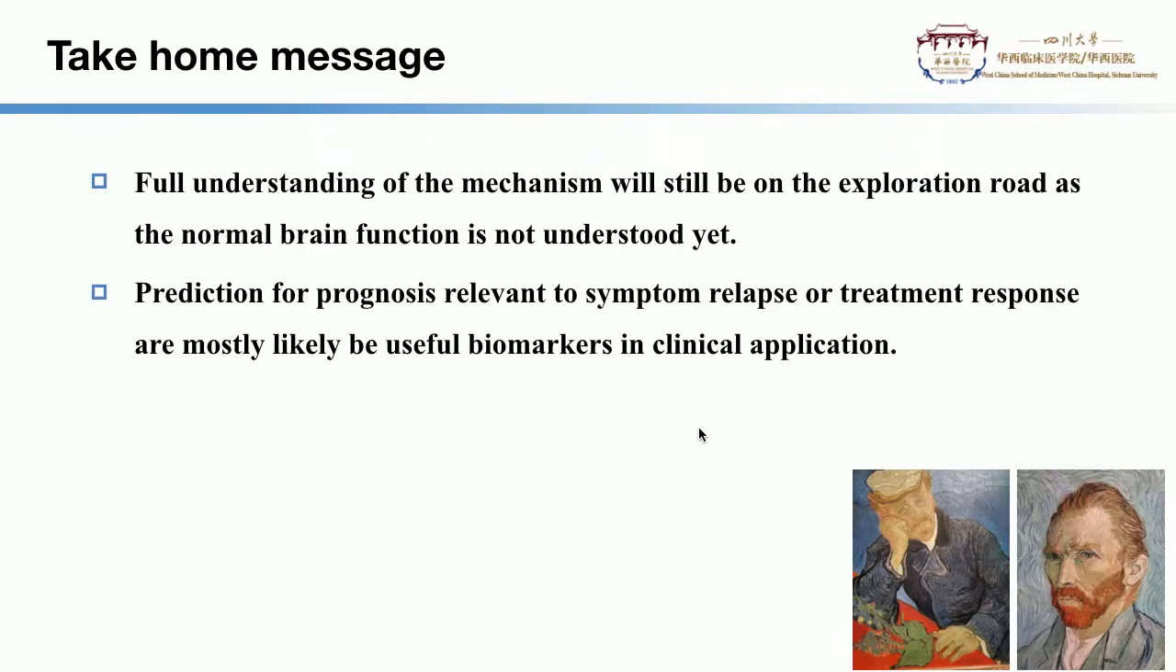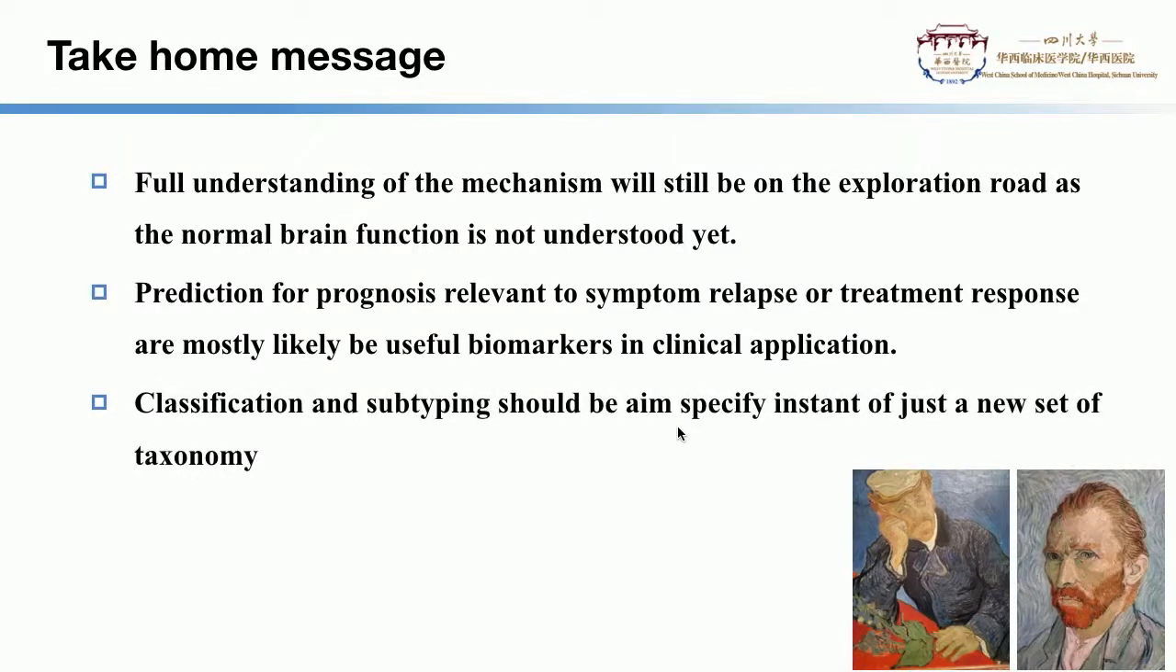The second point is that the prediction for prognosis relevant to symptom relapse or treatment response is most likely to be used for biomarkers in clinical application. So here, different from the first thing, when you're doing this, you do not care about what kind of patient. You don't want a too homogeneous patient. In fact, when you make decisions in clinic, you will not say, okay, I only have FES, the first episode patient. You will have patients of various kinds. So if you want a marker for clinical usage, maybe you need to consider something general. It can give you a hint if there will be a good response to a drug or not.